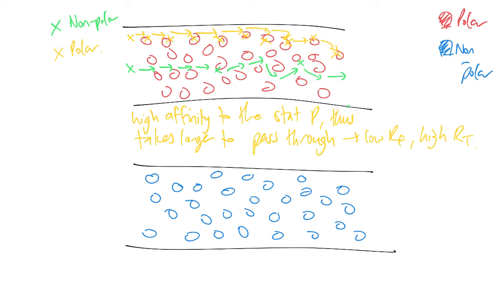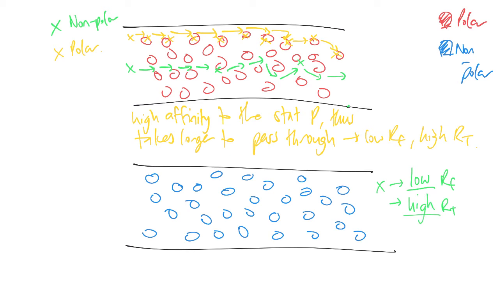So let's put this same thing through the non-polar stationary phase. What do you think is going to happen with the non-polar component? Okay, the green non-polar component is going to have a high or low RF and a high or low RT. Okay, so it's going to stick to it a lot, right? The non-polar is going to stick to the non-polar stationary phase a lot, which means it's going to have a high affinity, which means it's going to have a low RF and a high RT.